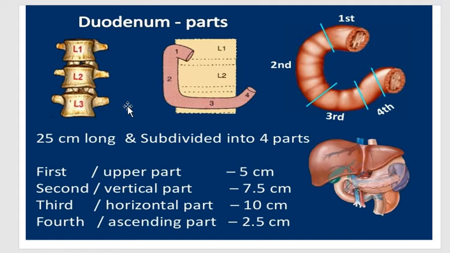Okay, it has 4 parts. One is the superior part, which is around 5 centimeter long. Then the second part, also called the descending part, which is 7.5 centimeter long. Then the third part, or horizontal part, is 10 centimeter long, and the fourth part, the ascending part, is 2.5 centimeter long. So the first part is 5 centimeter, second part 7.5 centimeter, third part 10, and fourth part 2.5 centimeter long. The lengths of all the parts you have to remember. So the total length of the duodenum is 25 centimeter.